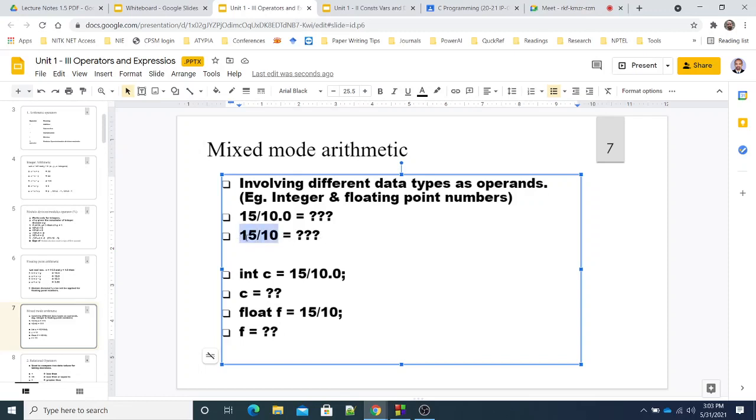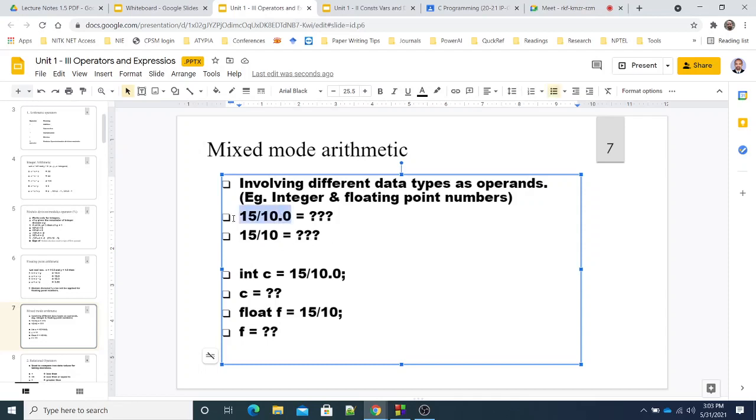These are integers. I am telling you, these are integers. Your result is also going to be an integer. So 15 by 10, what is the result? 1. Because mathematically we will get 1.5, but since both the numbers are integers, the result also has to be an integer. That 0.5 will be discarded and the result will be 1.